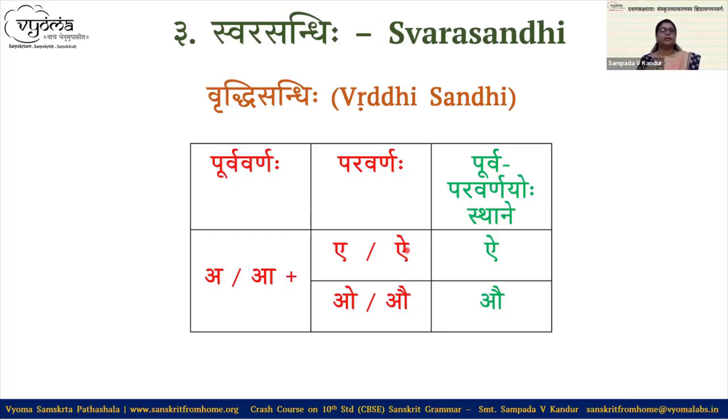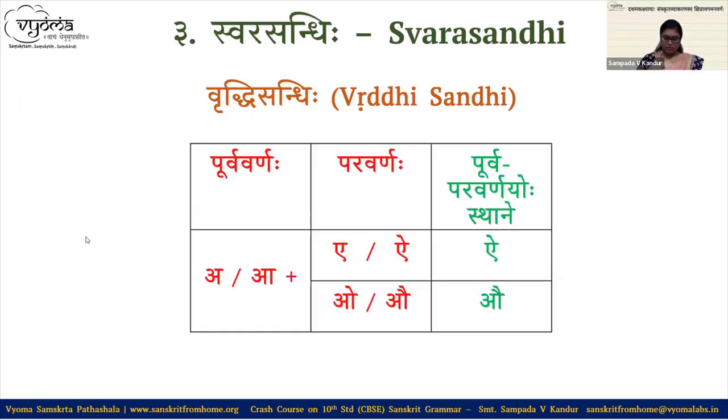Okay. Now who will elaborate these rules? Who has not talked so far? Surabhi? Yes, ma'am. A plus A equals I. Hmm. A plus I equals I. Hmm. A plus O equals O. A plus O equals O. Hmm.